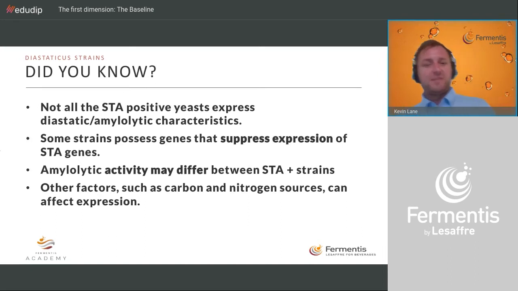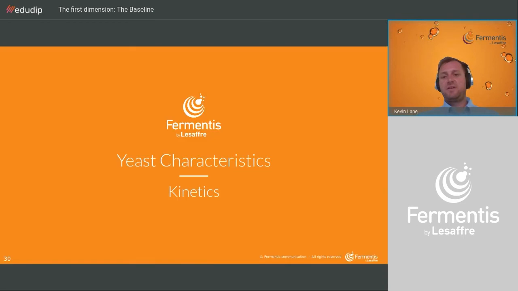I'm taking way too long on this material, so I'll try to continue to move faster than before. Not all the STA positive yeast strains express the diastatic characteristics. Some strains possess genes that can suppress the expression of the STA genes. The activity between different STA positive strains can be much different. Examples are B134 and WB06 having different attenuations, even though they're both Diastaticus. And other factors such as carbon and nitrogen sources can affect the expression of the STA genes.